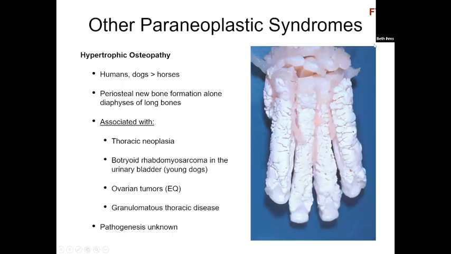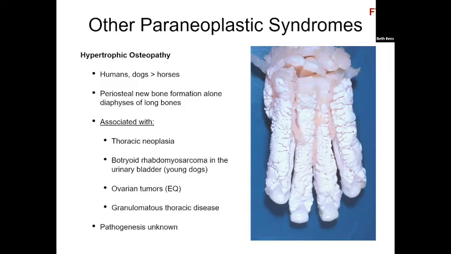All right, some other neoplastic syndromes. I think I had a case of this in lab, with really big, thick pig legs. So hypertrophic osteopathy is a condition where you get formation of new bone along the periosteum of long bones. It's often in the distal long bone, so the distal radius, digits. Here's a paw or a hand, basically, and all this white new bone is periosteal proliferation of new bone.